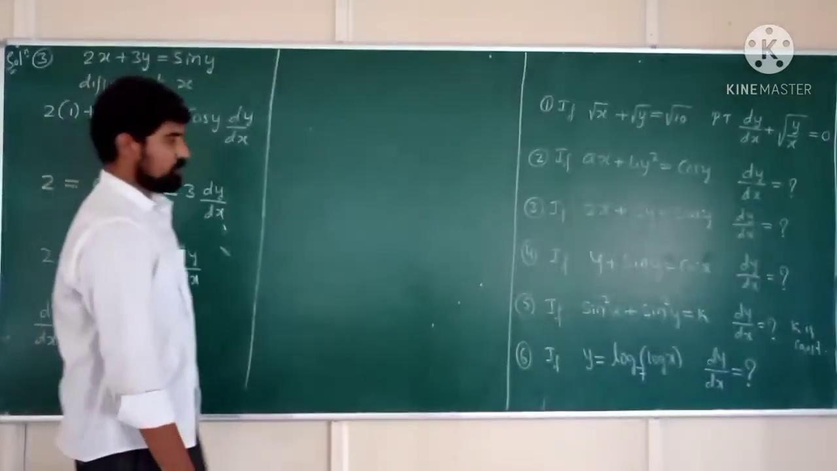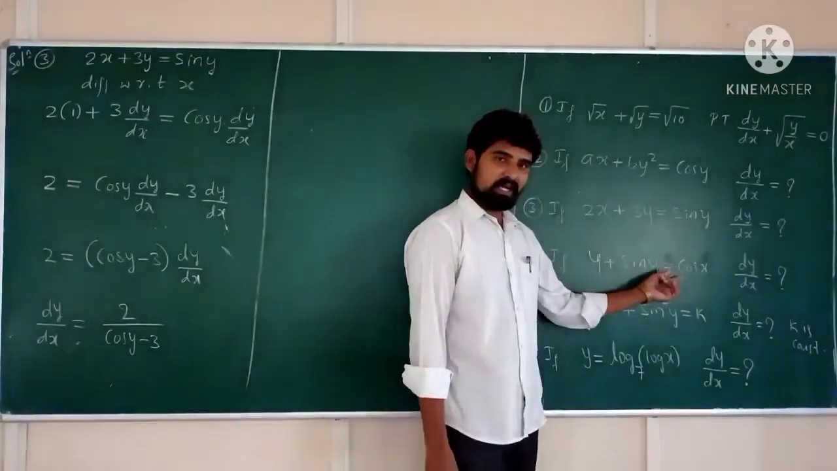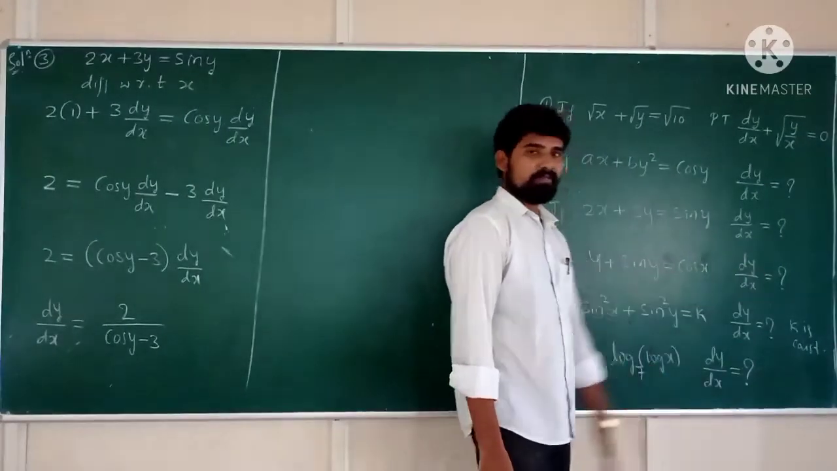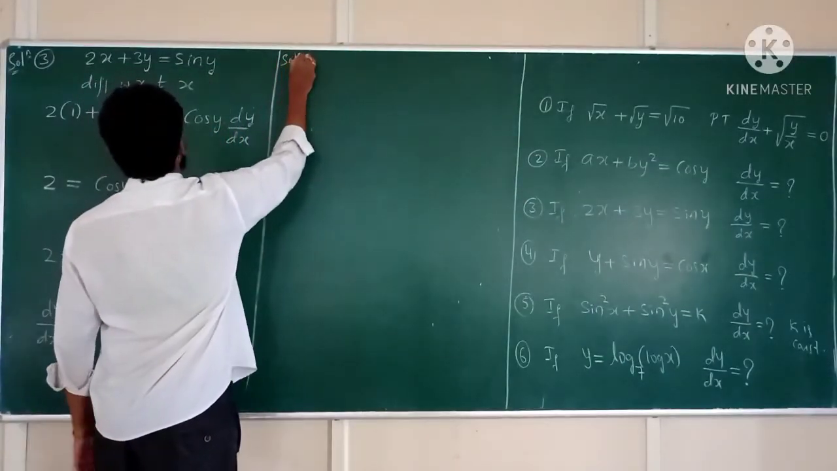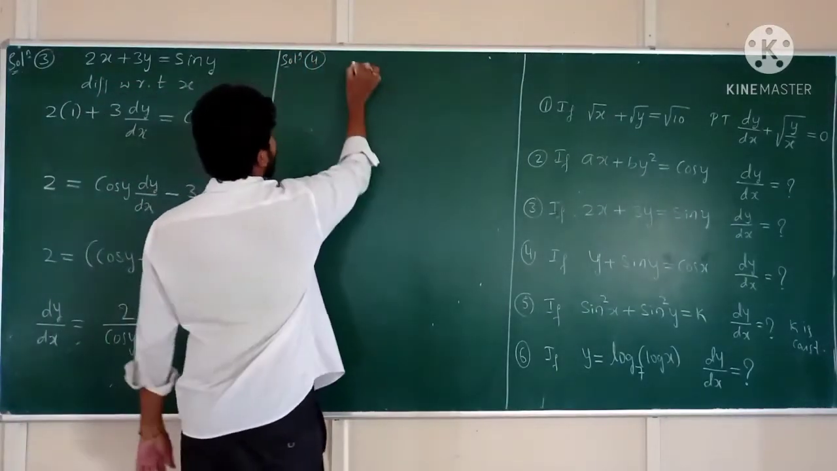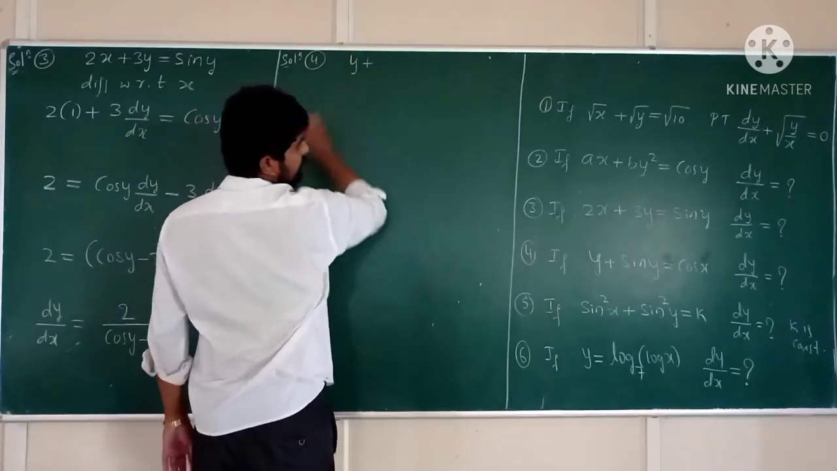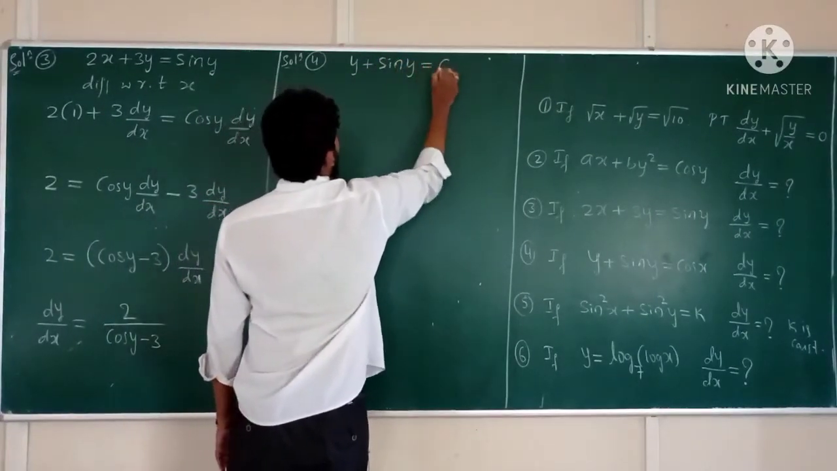Let's start the fourth question. If y plus sin y is equals to cos x, then find dy by dx. Let's start the solution for the fourth question. So here it is given that y plus sin y is equals to cos x.